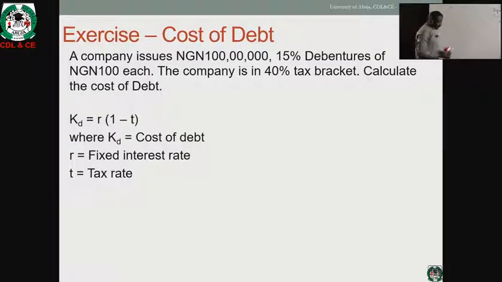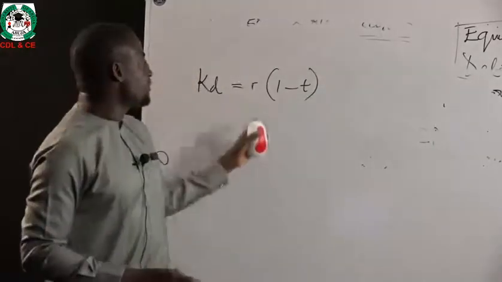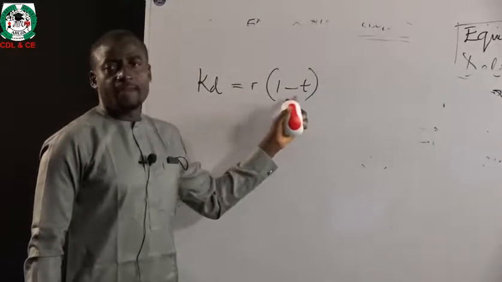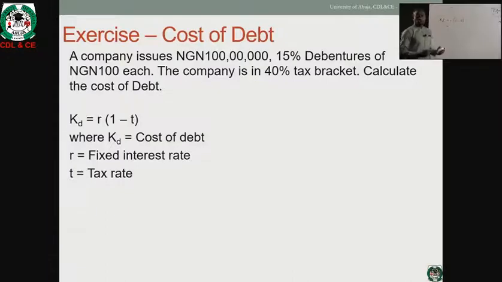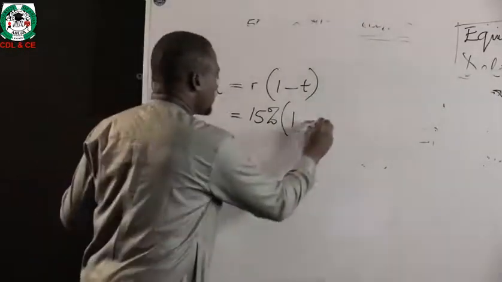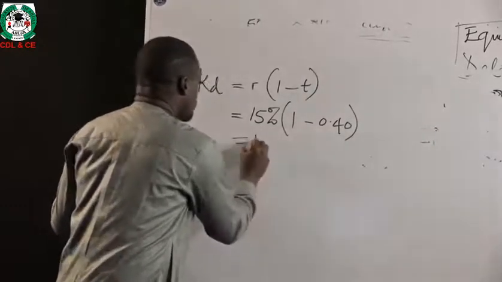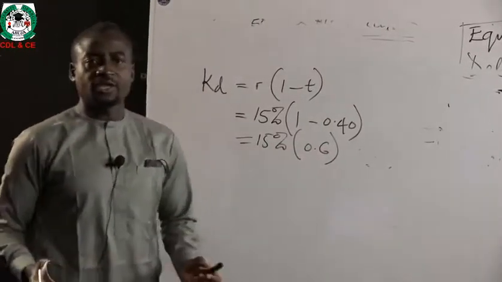And the cost of debt, which is the cost of borrowing external funds, is equal to the fixed interest rate you have on the capital times 1 minus the tax rate. We are told that this is a 15% investment opportunity, and 1 minus the tax rate that the organization faces, which is 40%, or 0.4, gives us 15% times 0.6. That would be the cost of debt.